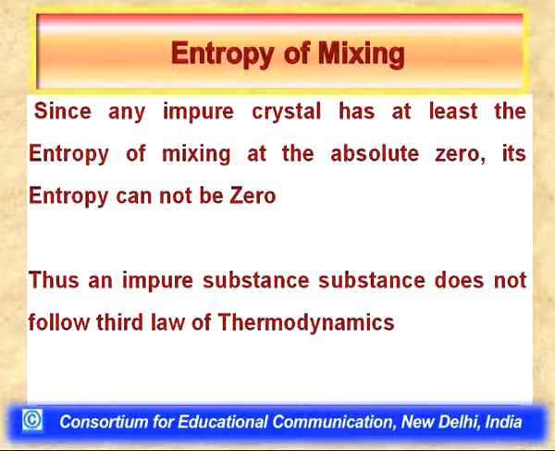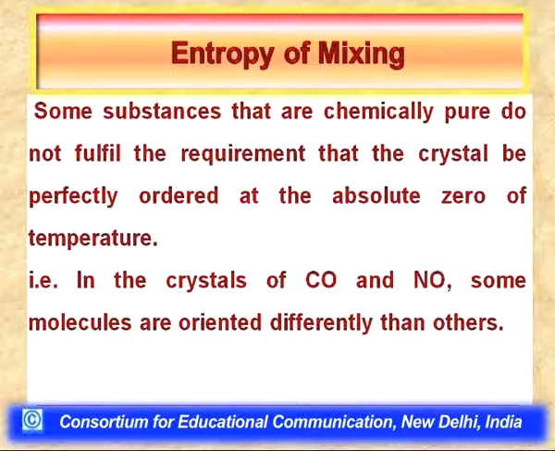Second thing was that it is perfectly crystalline. What does that actually mean? It is the disorder introduced because of imperfect crystallization that leads to residual entropy. How? Let us see. Some substances are chemically pure but do not fulfill the requirement that the crystal be perfectly ordered. The substance is pure, but it may be possible that the crystal is not perfectly ordered at absolute 0 of temperature.